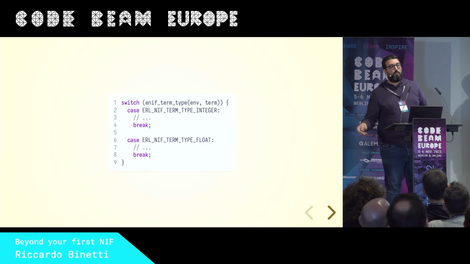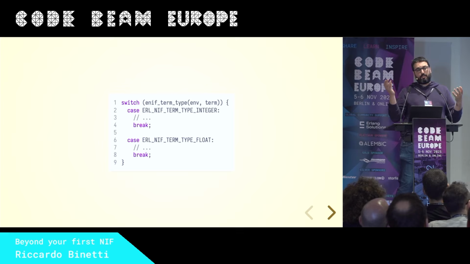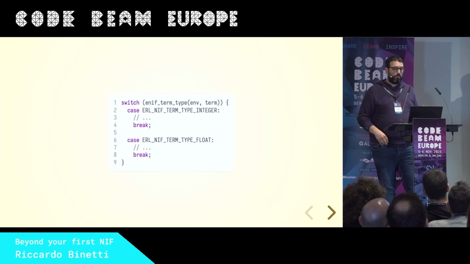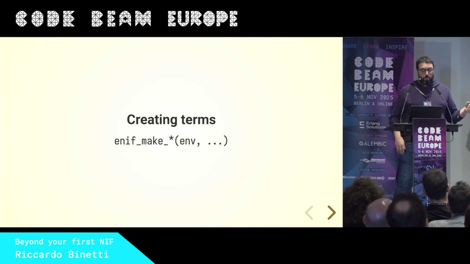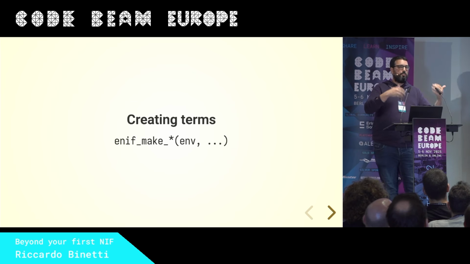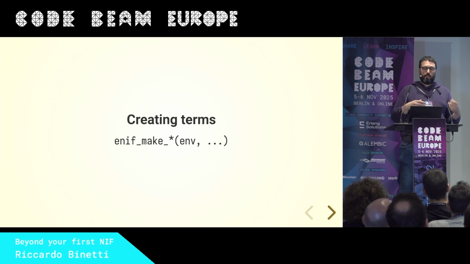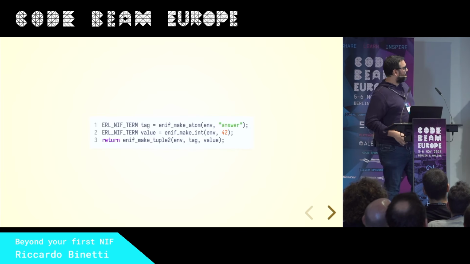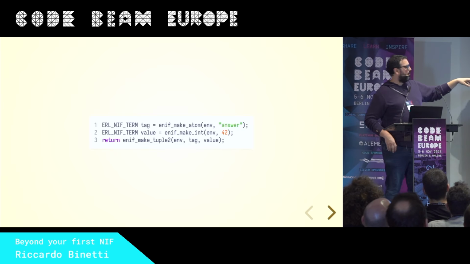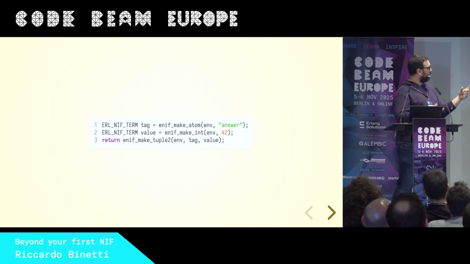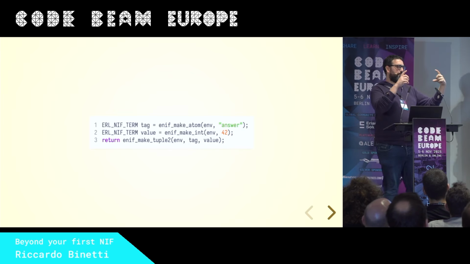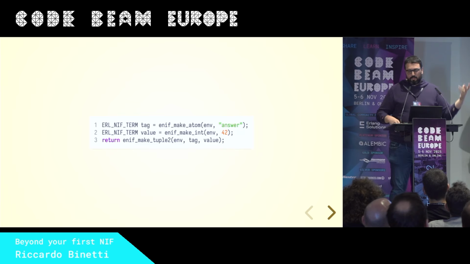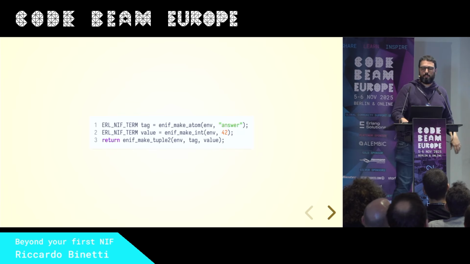As a last step, when we return data from a NIF or send it as a message, we have to convert it to a NIF term. To do so, we can use the enif_make functions, which basically accept an integer, a float, or whatever, and return a NIF term. For example, here we are creating a tuple. We have enif_make_atom, which creates an atom with the value answer. We create a value for an integer, and then we use enif_make_tuple to return a tagged tuple that contains the values we indicated there.